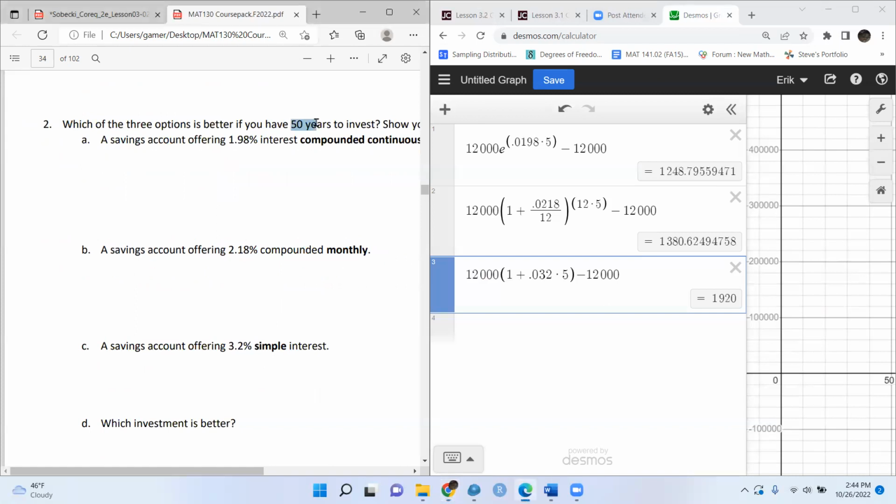And what happens after 50 years? Keep everything the same and then do 50. So that just means I'm going to put a 50 in each one of these spots. Now look at which one's best.